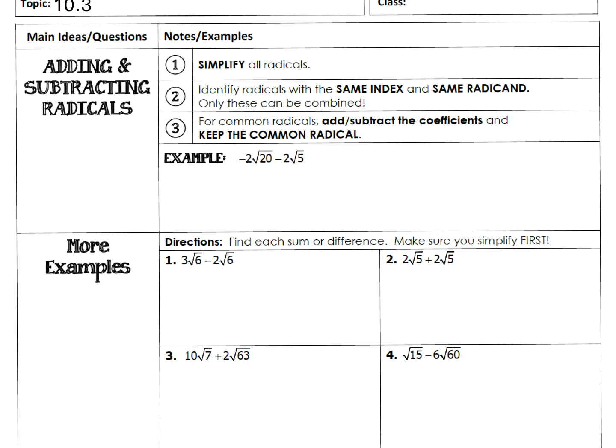Today's lesson is different than the last ones because in the first two, 10.1 and 10.2, we were just simplifying one radical setup. Today, we're going to be adding and subtracting different radical setups. So you're going to do some of the simplifying that we did in 10.1 and 10.2, but then once you've done that, then you'll add and subtract things together.